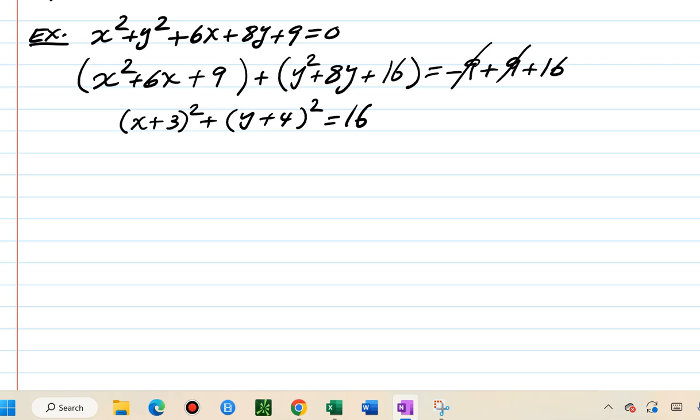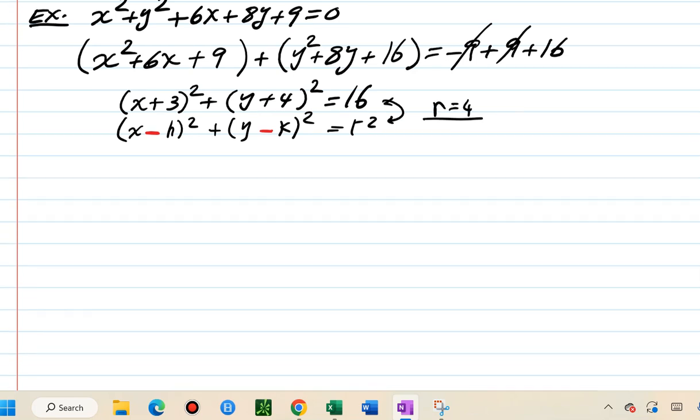Now remember, the form is important here. The form comes with a minus sign between the x and the h and between the y and the k. In other words, if you recall, it's x minus h squared plus y minus k squared equals r squared. So we know that the radius is 4, the square root of the number.